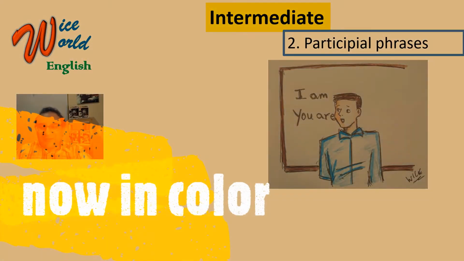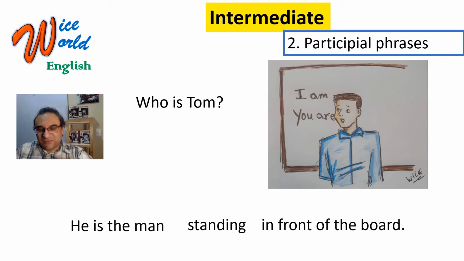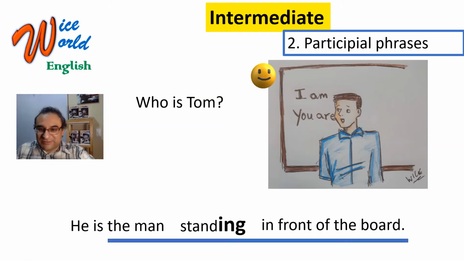Let's see, you remember him? Tom, right? Who's Tom? We don't know, I don't know him, so we have to identify him. So I will say he's the man. And now this is a moment when we can use these present participles. Question: Tom is standing or sitting? He's standing, so the participial phrase would be: Tom is the man standing in front of the board. Can you identify the participial phrase? That's the participial phrase, the man standing in front of the board.